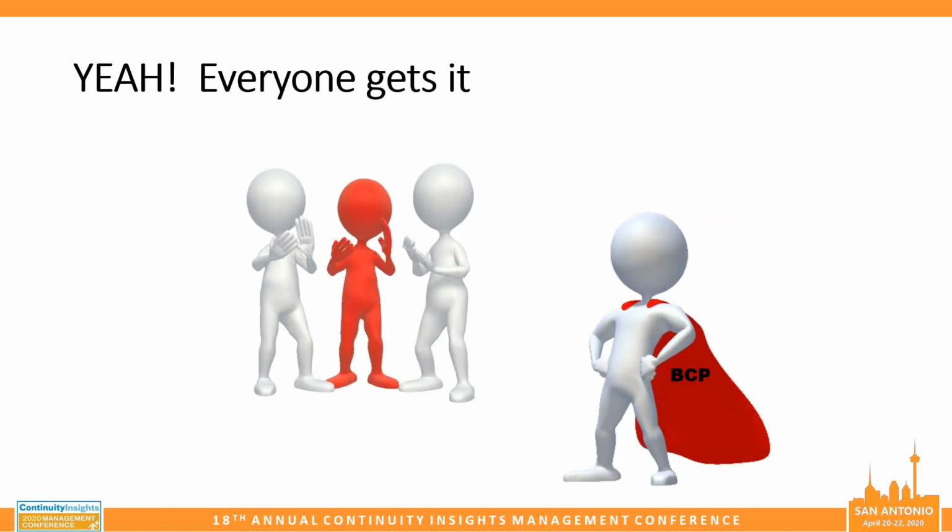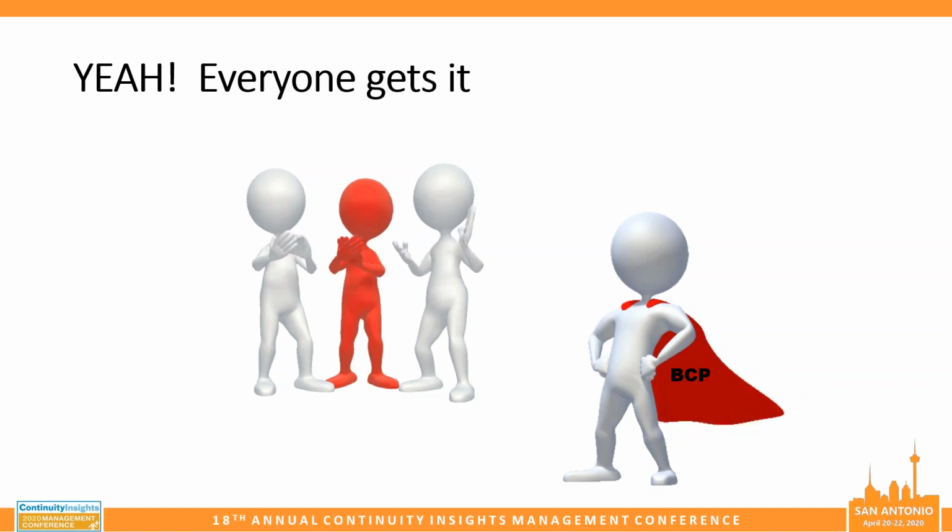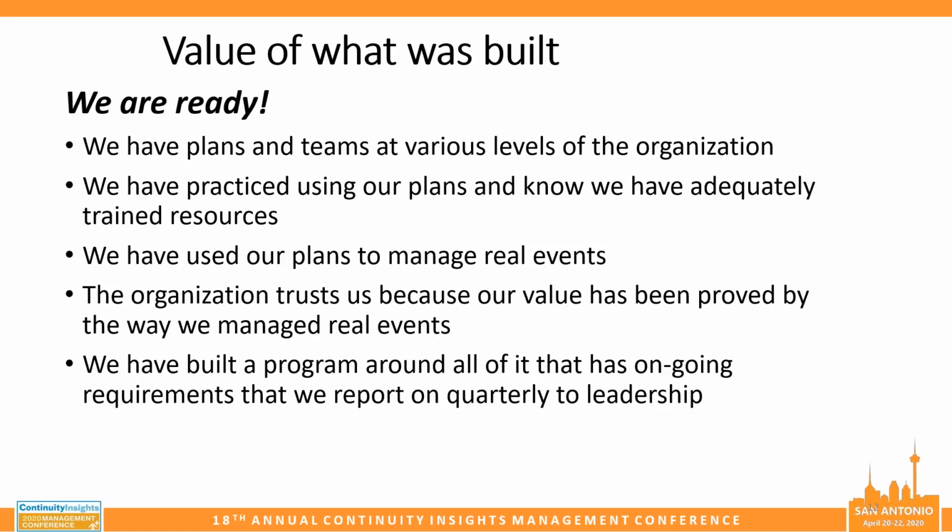So at the end of that period of time, that first three years, yay, everybody gets it. Everybody understands their program and their roles. We've practiced it. We've actually responded to real events, and everybody gets it. So we're ready. We have plans and teams at various levels of the organization. We've practiced using our plans. We know we've adequately trained resources. We've used our plans to actually manage real events that have occurred to us. The organization trusts us because our value's been proved by the way we've managed those real events.